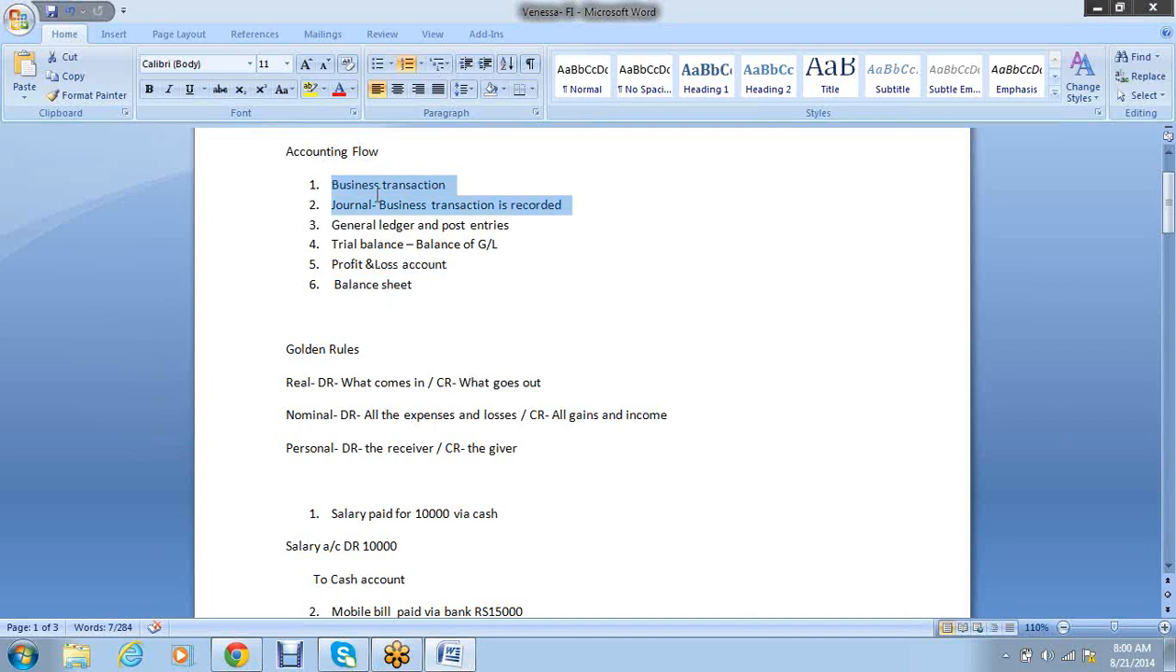Without understanding the journal, nothing else works: from the journal your general ledger is created, from the general ledger the trial balance is created, and from the trial balance your profit and loss account and balance sheet are created. If your journal entries are incorrect, everything is incorrect. So that's why I started with the very basic, that is your journal.